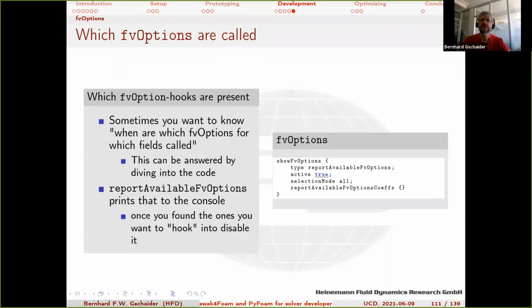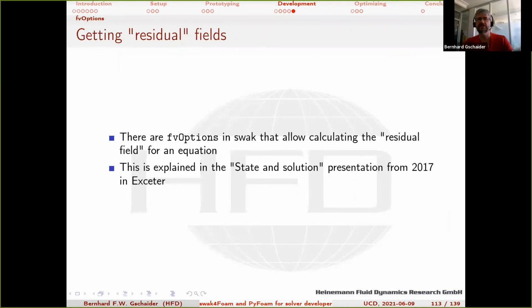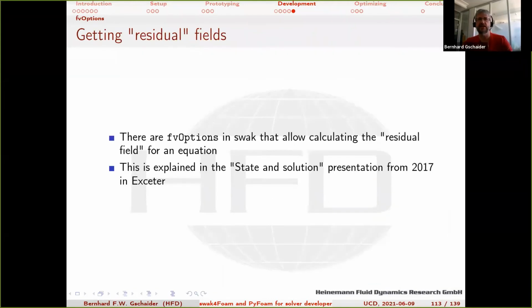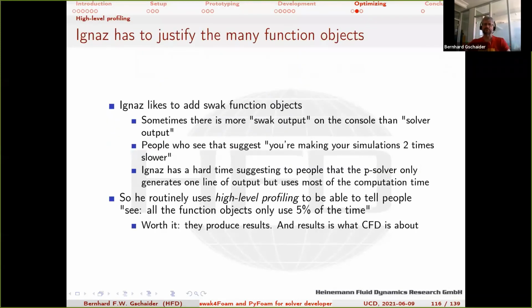Okay. So I'm going to skip over the FV options. Most of this stuff here is explained in other presentations as well. One interesting application here is that you can use them to execute function objects at every time an FV option would be executed. The last thing that I'm going to cover is optimization.